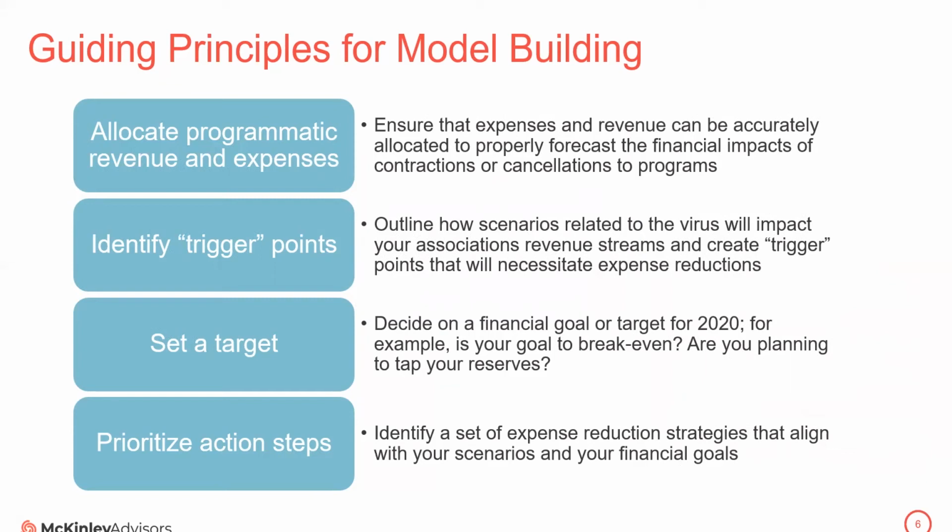So first here is to allocate your programmatic revenue and expenses. This is really the foundation of your model because you need to understand exactly how your bottom line will be impacted if an event is canceled or membership drops or there's some sort of other effect on your product lines. It's also really important here to understand your fixed versus variable costs because when you're projecting membership or attendance declines, you really need to understand the revenue contributed by one attendee or one member, and you also really need to understand the cost contributed by that same one attendee or member.